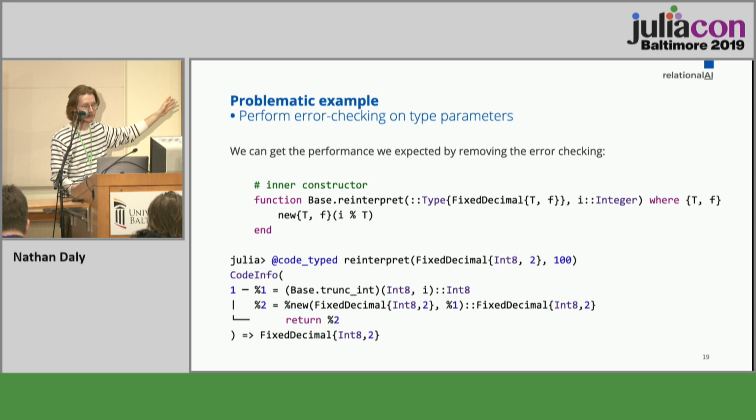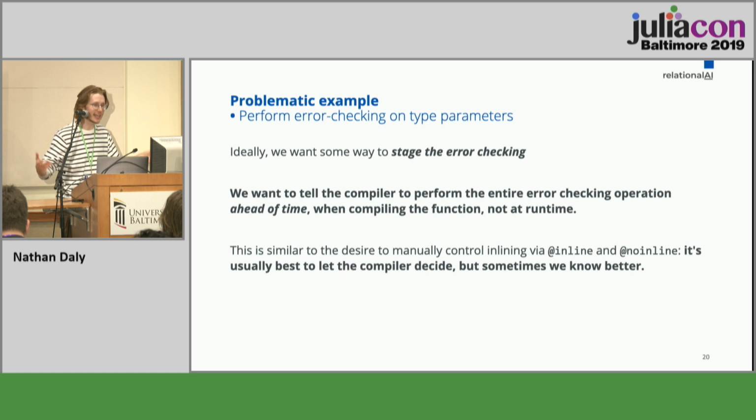Ideally, we want some way to stage that error checking and tell the compiler that we want to perform that entire operation ahead of time, when compiling that function once. And then every time you use that type again, as long as it didn't complain when compiling, it's not going to complain at runtime. This is similar to the inline macros, where almost always it's best to just let the compiler figure out inlining, but sometimes, for some weird reason, you know better and you want that control.